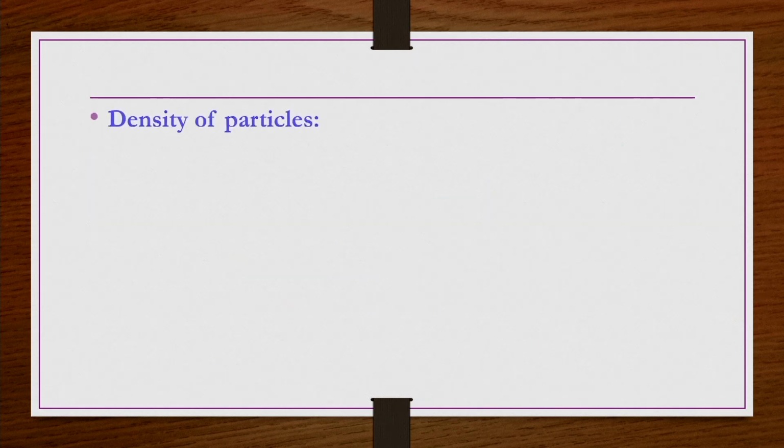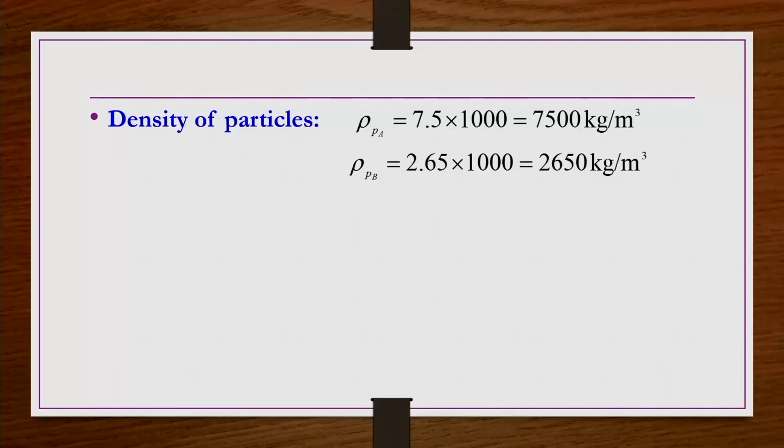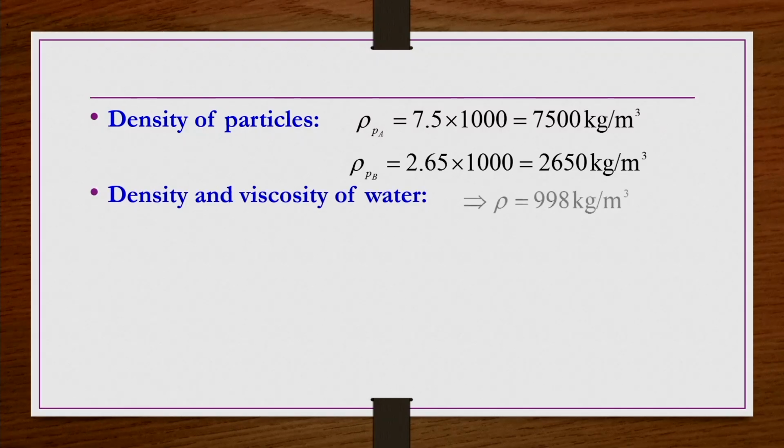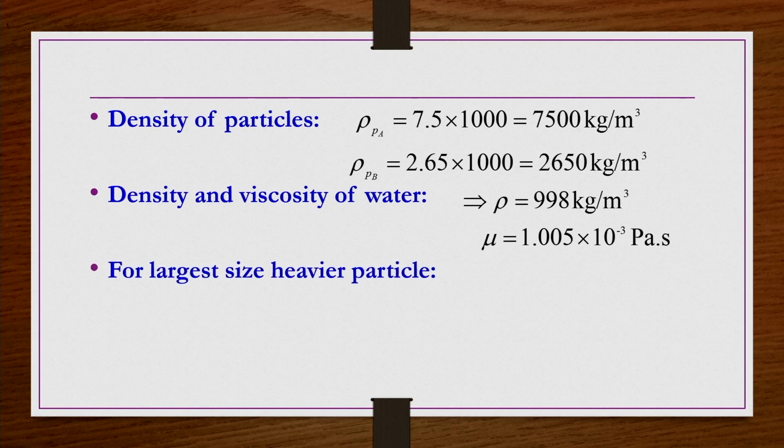Since the specific gravities are given, if you multiply by the water density, you will get the density of each particle. So rho Pa is equal to 7500 kg per meter cube, rho Pb is equal to 2650 kg per meter cube, and the density and viscosity of water are rho equal to 998 kg per meter cube and mu equal to 1.005 × 10^-3 Pascal second.